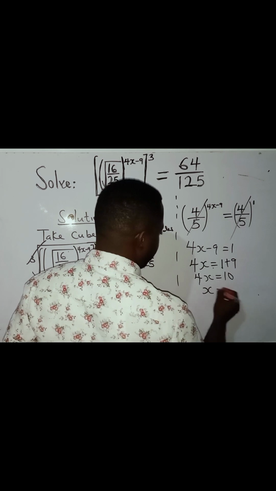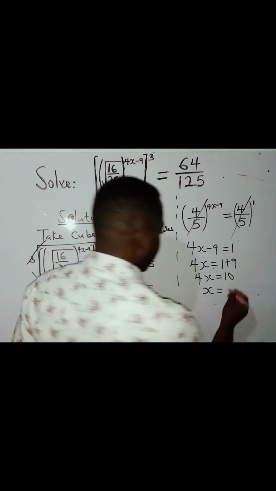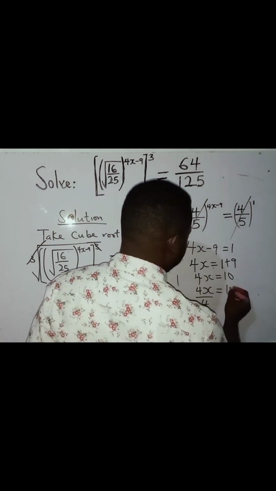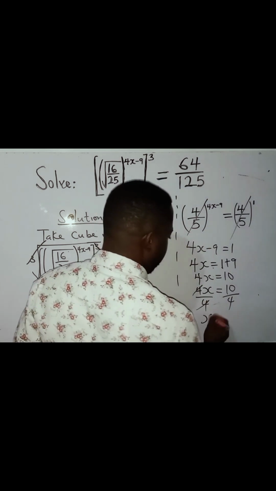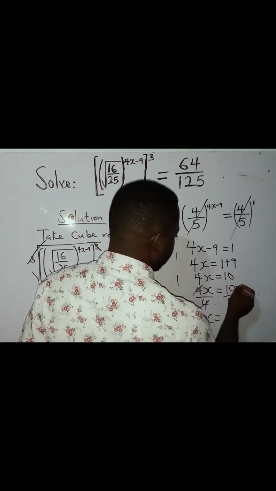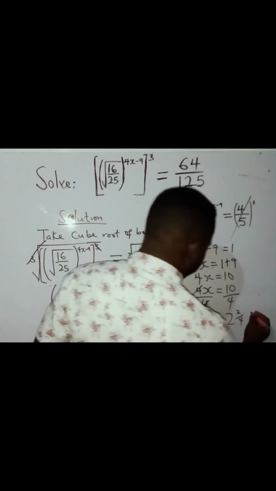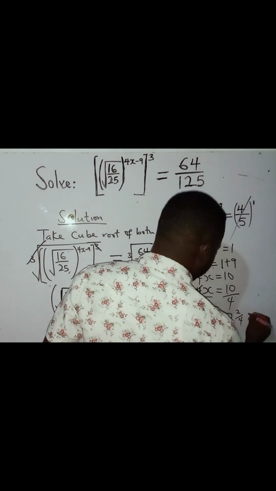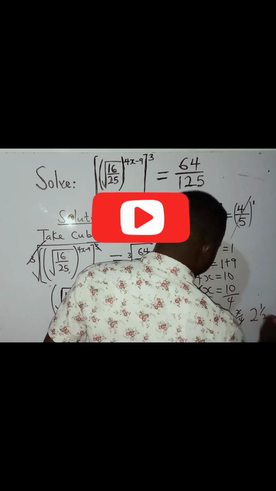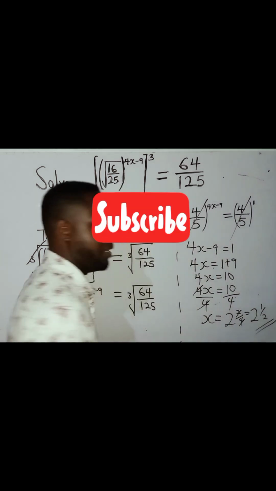Now our x will be equal to, divide both sides by 4. So I'm going to have 4x over 4 equals 10 over 4. And that's going to give us x equals 2 whole number 2 over 4, which is the same as 2 whole number 1 over 2. So 2 whole number 1 over 2 is our correct answer.